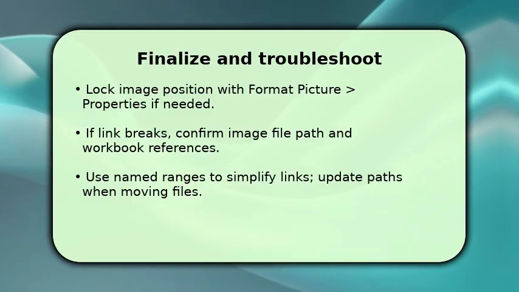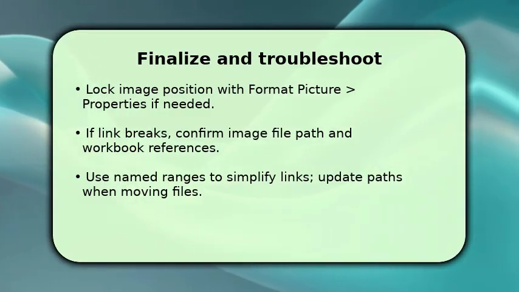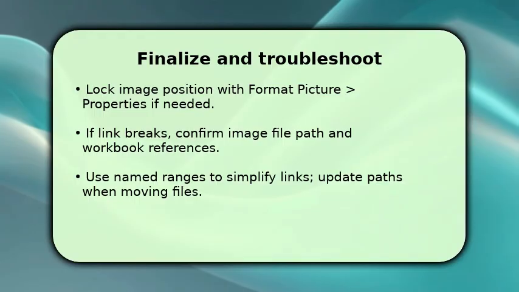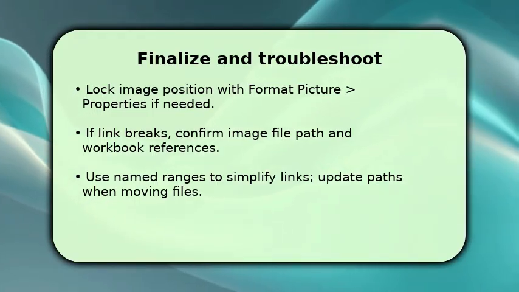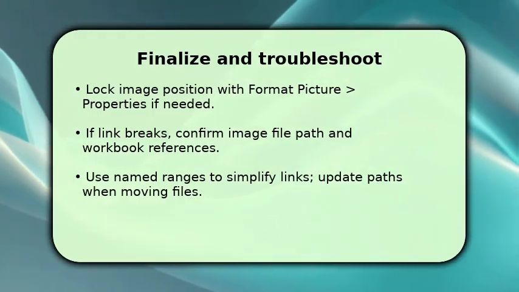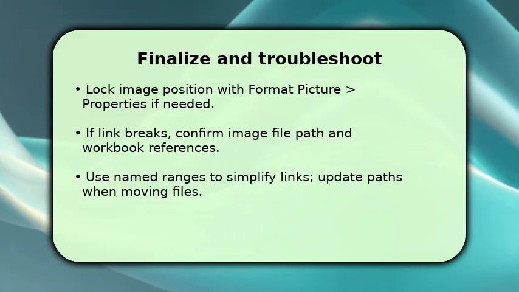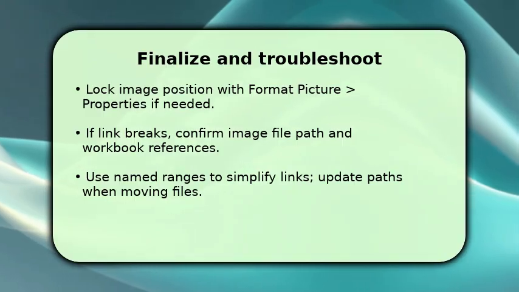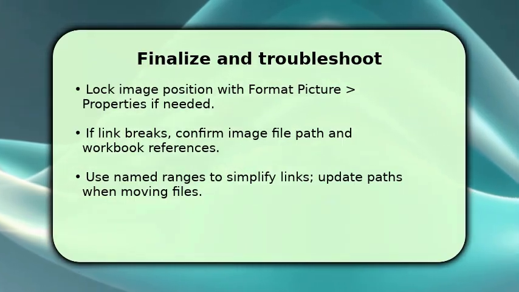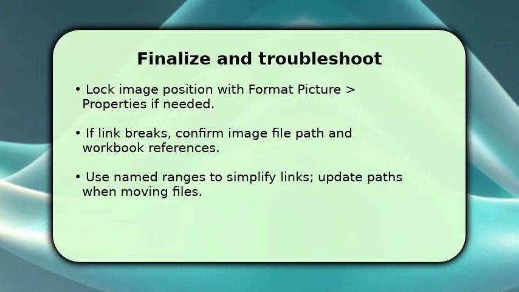If the linked image stops updating, check that the source workbook or image file path hasn't changed. Broken paths are the usual culprit. Once done, consider using named ranges for the source so links survive row or column changes. If problems persist, reopen both files or recreate the linked picture to restore the connection.